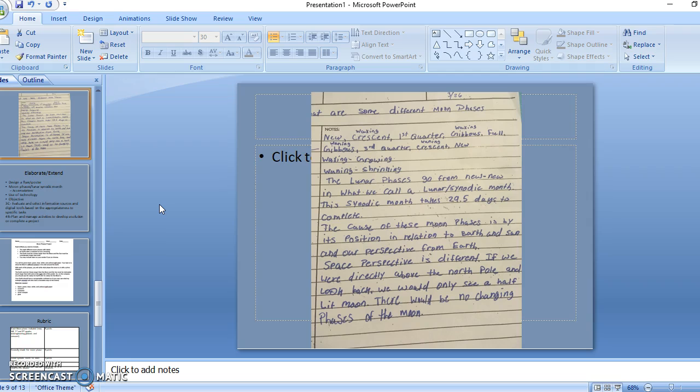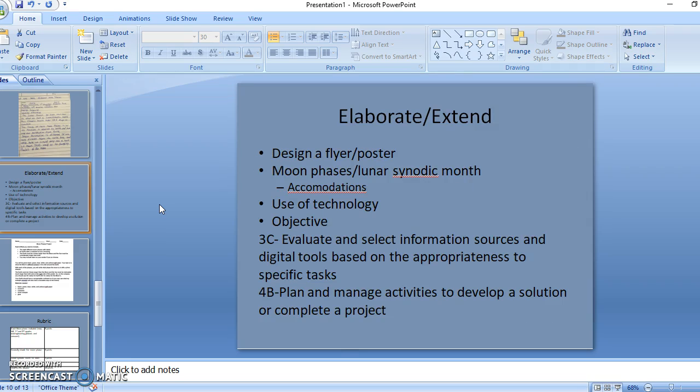So once we finished that, we went through illustrations, getting the actual moon phases down correctly. Then we went to the elaborate or extend stage, and this is where I used another one of my assessment tools. This is the summative one, where they design a flyer or poster. I encourage the students to do a poster, though they could do it online using technology, such as Google Slides, to show these different moon phases. So they had to show these moon phases or the lunar synodic month.